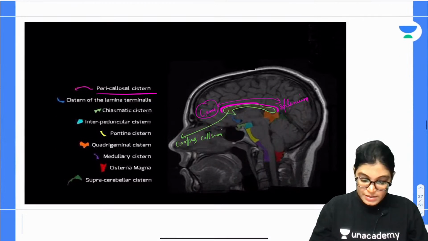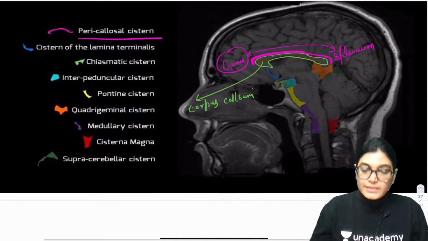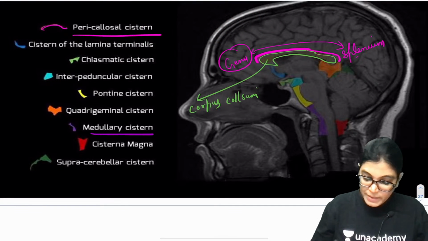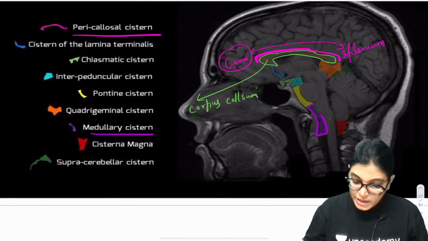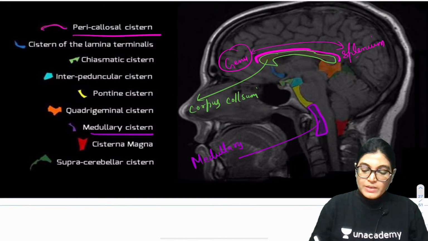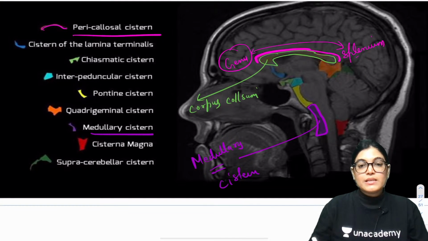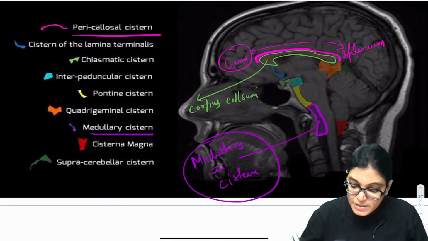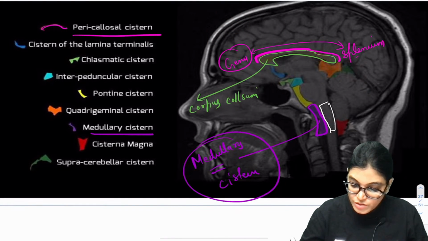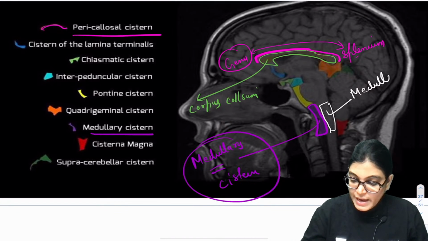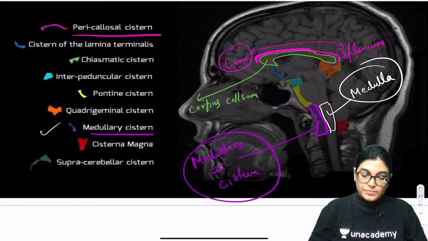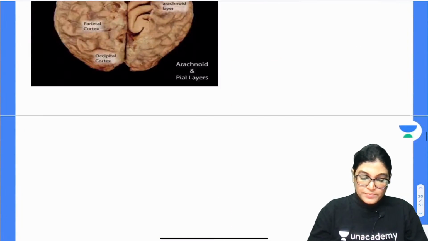So, yes. Here again, if I highlight this diagram, let me highlight the medullary cistern. This is the location of the medullary cistern. This cistern I am talking about is called the medullary cistern, and it is lying on the anterior aspect of this structure. What is this structure? This is the medulla. So, the medullary cistern is lying on the ventral aspect of the medulla. Done. Now, coming to the next one.